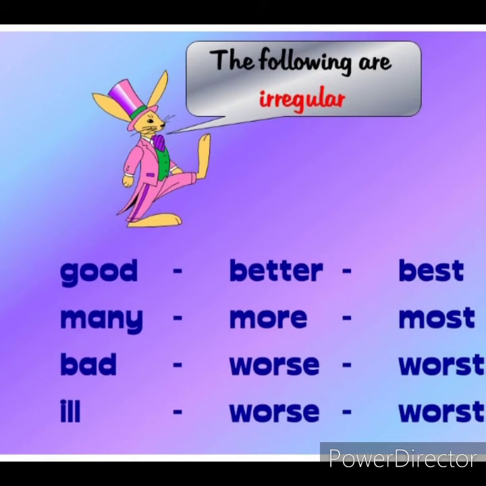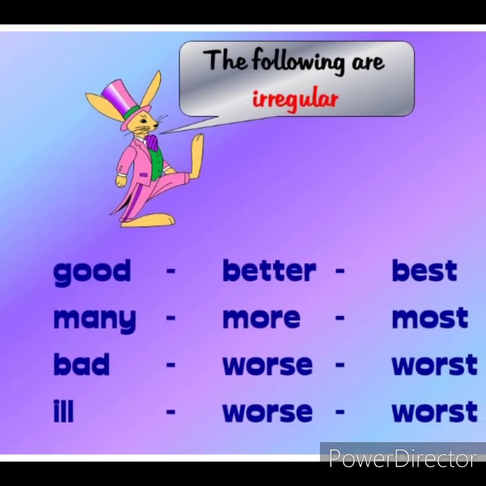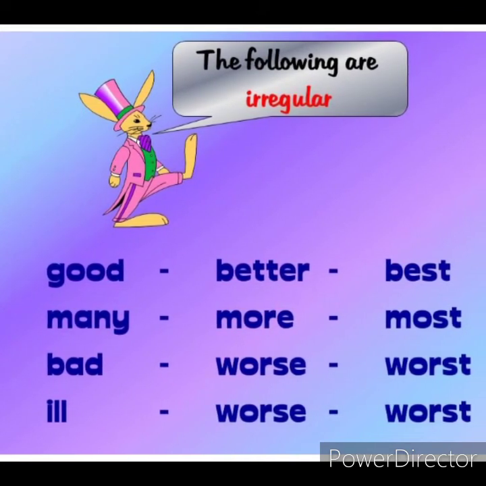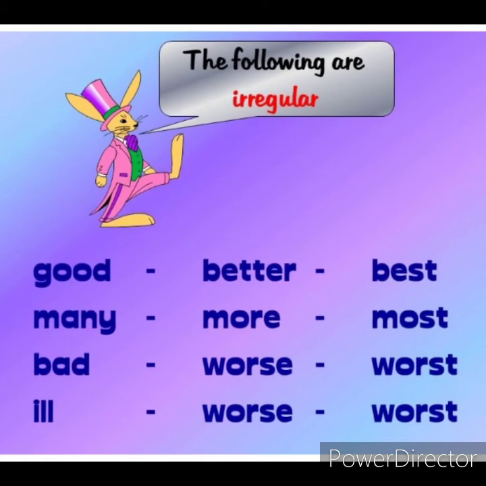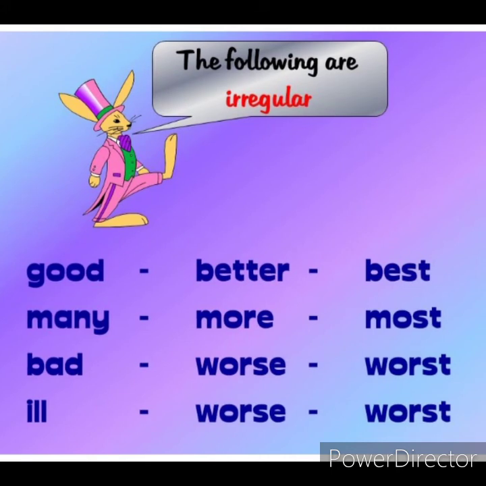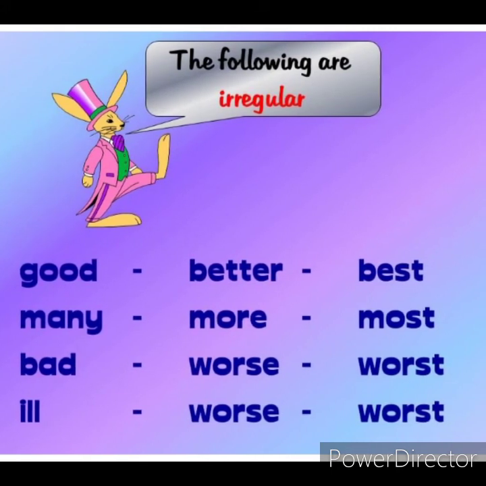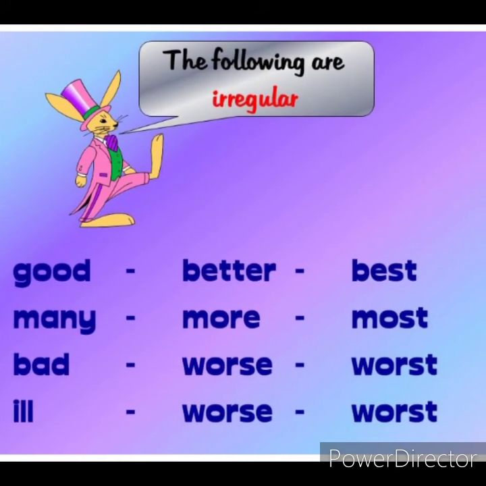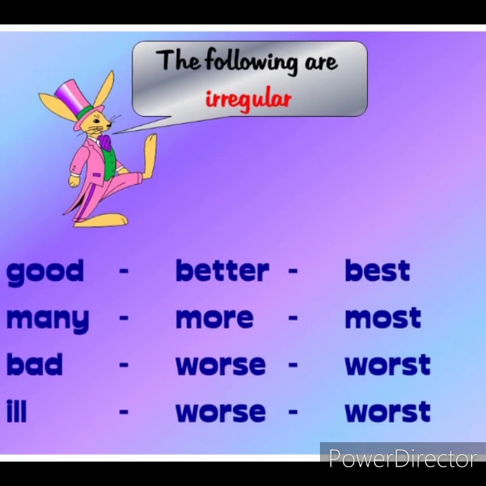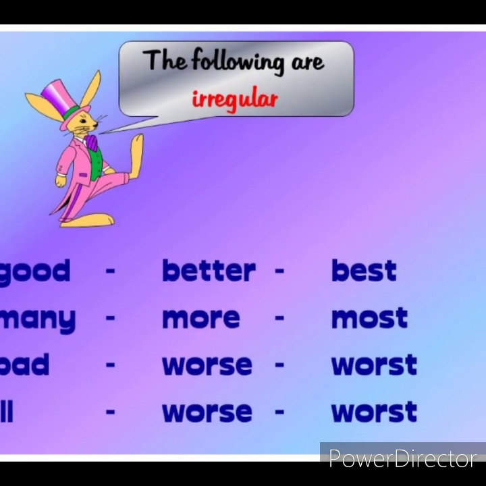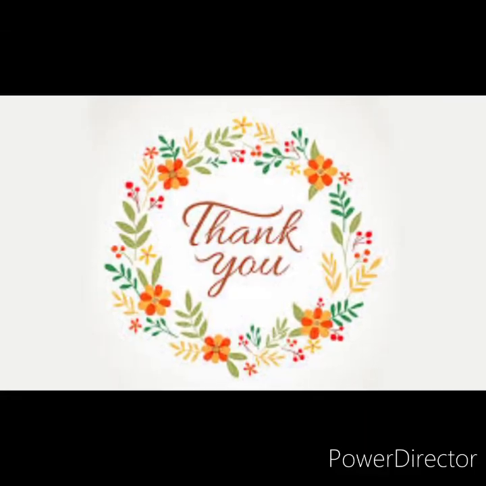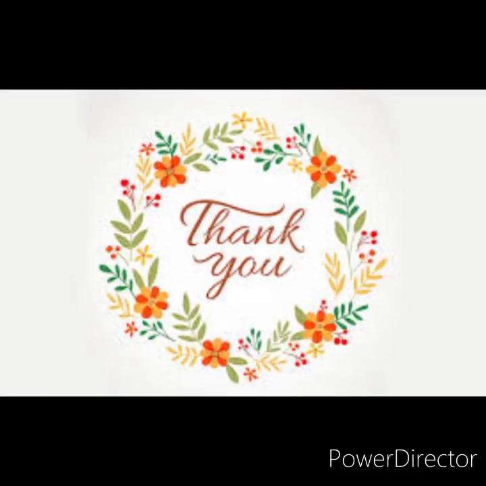The following are irregular adjectives, which means they do not change by adding er or est. Example, good, better, best. Many, more, most. Bad, worse, worst. So I hope you understood the comparison of adjectives.